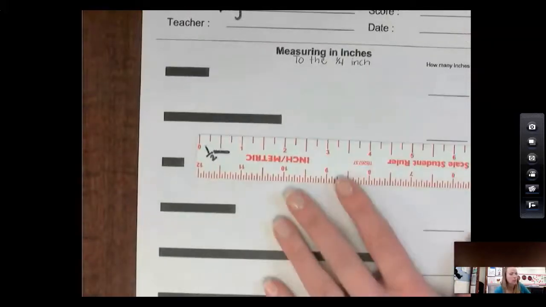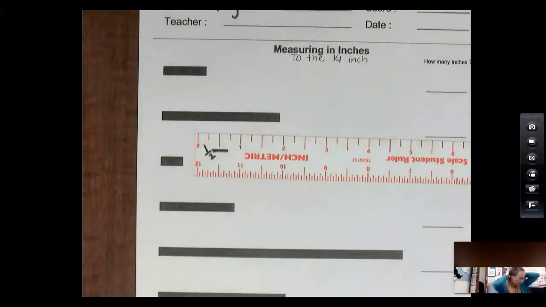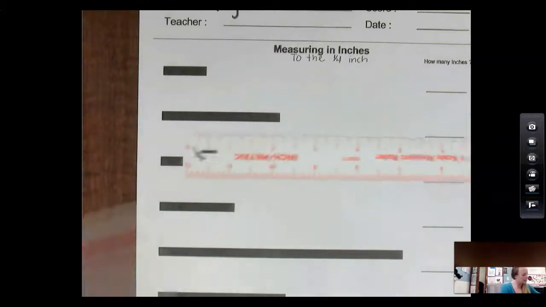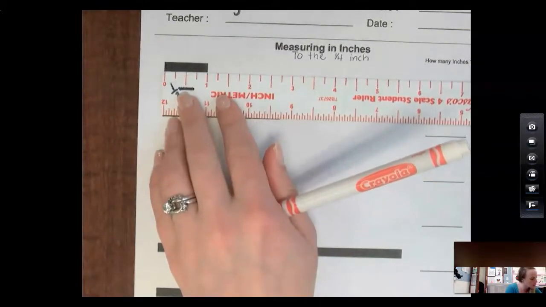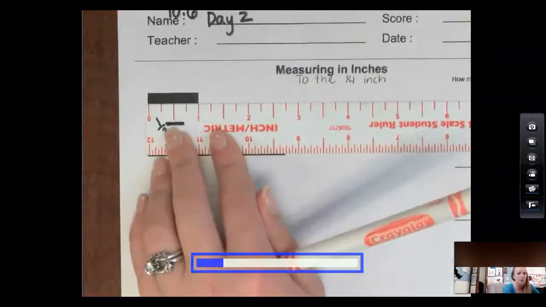All right, we're going to go ahead and measure. Remember, we always use the red side of the ruler if we're measuring in inches. We never use the blue side because the blue side is centimeters or millimeters. All right, let's go ahead and get started. So make sure you put your ruler right at that line. And what did we get, kiddos?